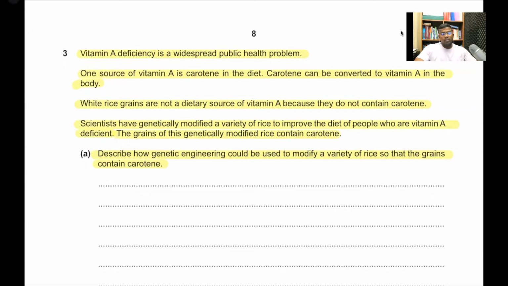So basically, genes involved in the production of carotene are first obtained from another species such as maize. The restriction endonuclease enzyme can be used for cutting the desired gene and the plasmid. The plasmid then can be used as a vector. DNA ligase is used for joining the plasmid and the desired gene together to make a recombinant DNA. The recombinant plasmid is then inserted into the rice embryos. The gene is then expressed within the rice embryos to produce enzymes to make carotene.